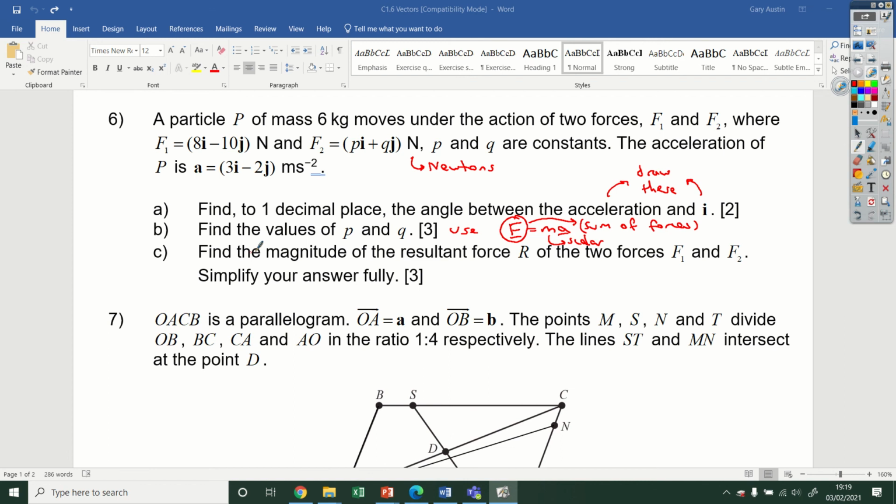Once you've got those values, you can then find the magnitude of the resultant force R of the two forces, simplify it fully. And again, resultant is the sum. And once you know the values P and Q, you can work that out quite easily.